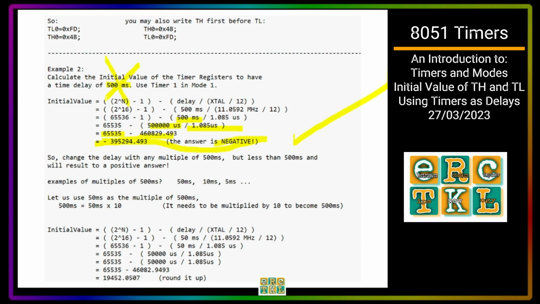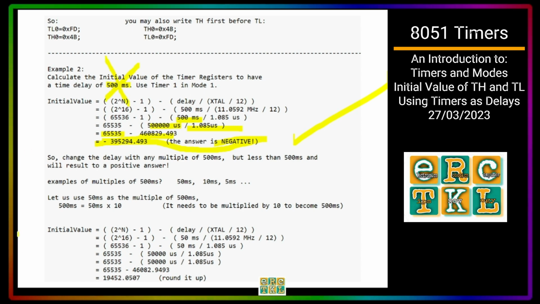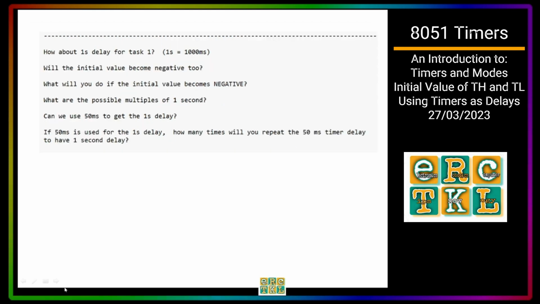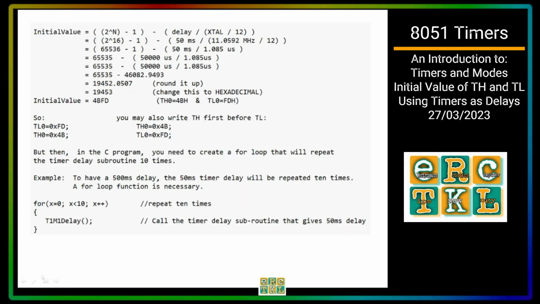So what did I do? I just make it 50 again. So if I make it 50, remember, we get the answer. And what's the answer? This is the answer if we make it 50, for BFD, correct?